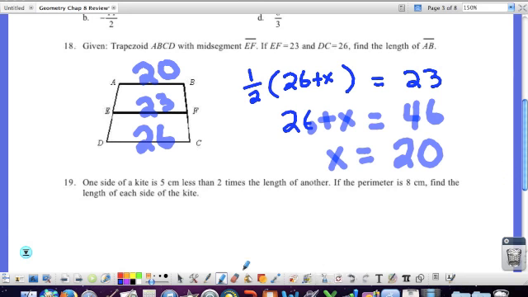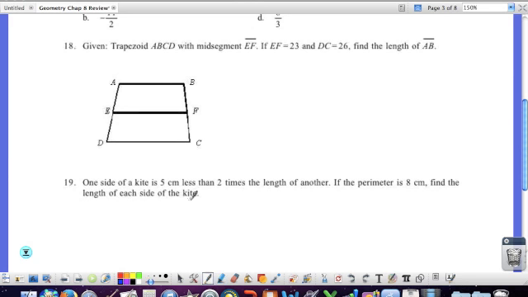Next problem, I love this problem because it is a system of equations. So one side of a kite is 5 centimeters less than 2 times the length of the other. So whenever we want to write this, let's say one side, we're going to call that y, is going to be 5 centimeters less. So I always want to put my subtraction second. That way I make sure I do minus 5 and not 5 minus. And 2 times the other. Their perimeter is 8. So remember you have a kite here.